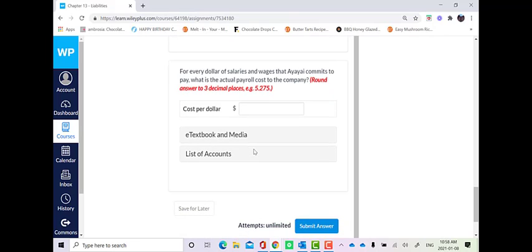And this one seems to give students grief. For every dollar of salaries and wages that Avaya commits to pay, what is the actual cost of the company? So all you want to do here is add up all your expenses. So payroll expense, CPP expense, EI expense, and divide it by the payroll expense of $400,000. And that's going to get you a number that's probably 1.05 or 1.06. I'm not sure. That's basically saying every time you pay an employee $1, it costs you $1.05. It costs you $1.05 because you have to pay EI and CPP. Okay, so this number should be 1 point something.